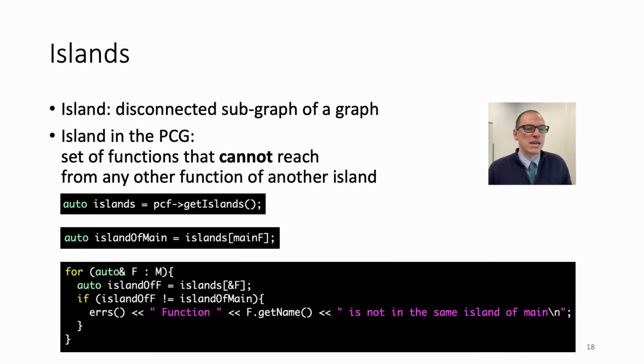So in this case, for example, we can iterate over the functions, get the island of every function, and check if the island of the function is the same island of the function that includes main. And if it isn't, if a given function belongs to a different island, you know that that function cannot be reached from the main function of the program.